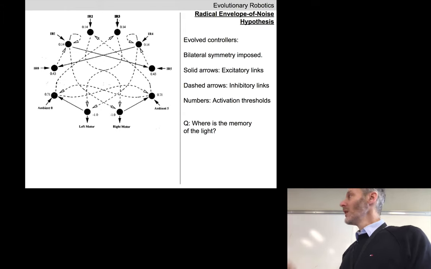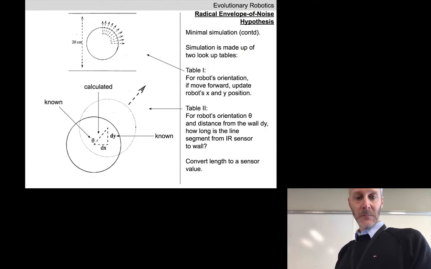Yeah? So there is really no embodiment here, but the robot still can push against the environment and observe how the environment pushes back. It's just that the environment are two lookup tables. Hard to think of a more minimal simulation than this, right? Okay. Where did we get to?